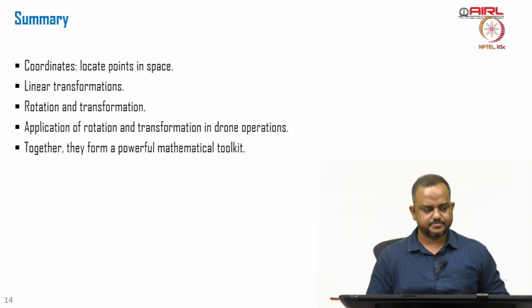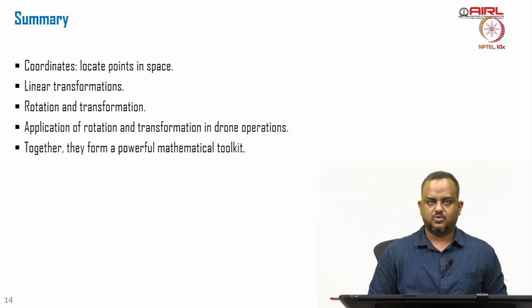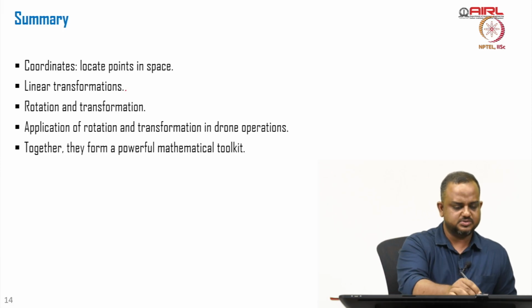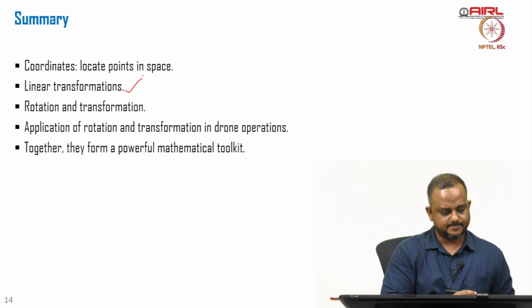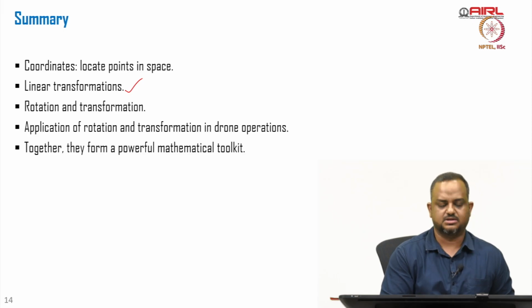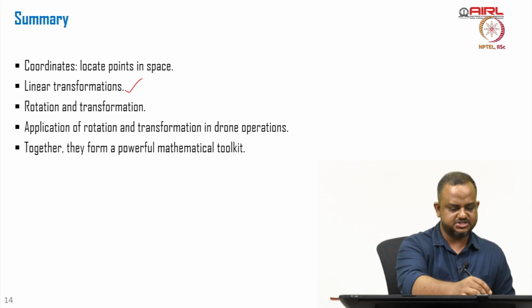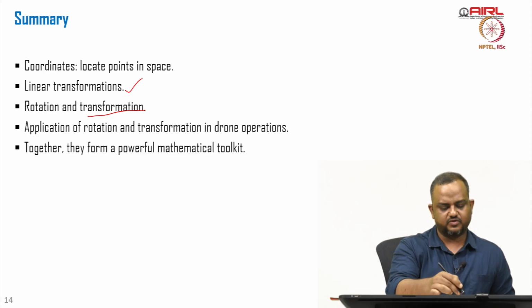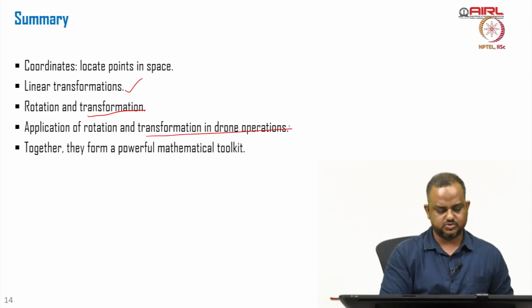So with that, we will conclude this tutorial. What we covered here are the coordinates, which represent the points and vectors in terms of points. Then we talked about linear transformations. We explained rotation and translation. We also showed why rotation is a linear transformation, but translation becomes an affine transformation, not a linear transformation. Applications of rotation and translation in drone operations were also discussed.